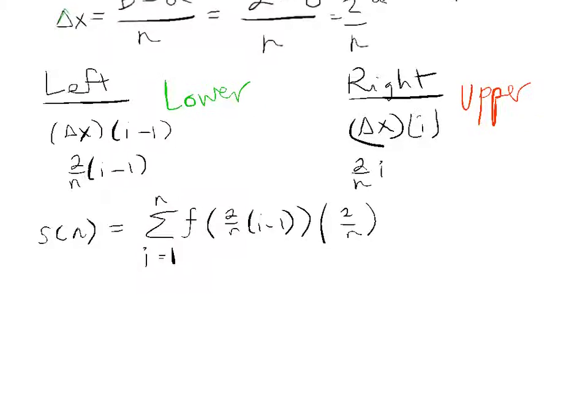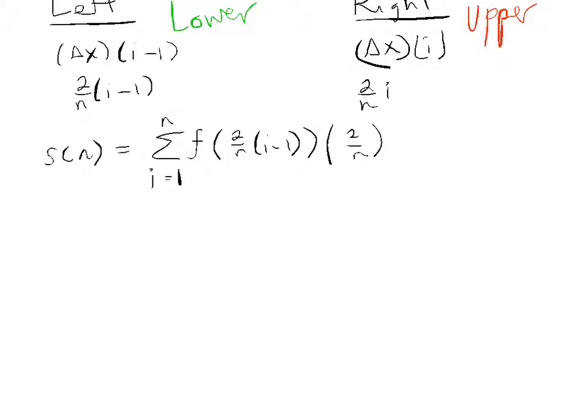Now that we have that, we can plug in the 2 over n times i minus 1 into our function to get the sum i equals 1 to n of our function, which will just square all of that. 2 over n times i minus 1 all squared times 2 over n. Oops, sorry, I wrote 2 over 2. 2 over n. Okay.